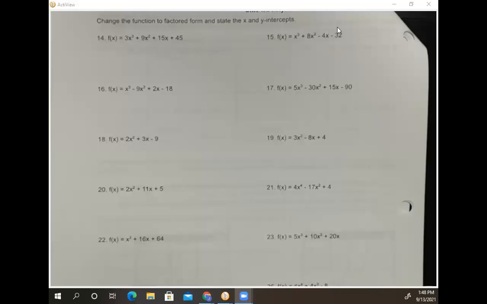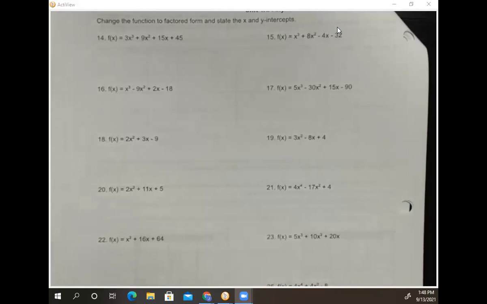Hey guys, we are going to take a look at some of your review problems today. So we're on page 34 in your packet, and we're going to look at some of your review problems. And page 34 is all about factoring and finding our intercepts.